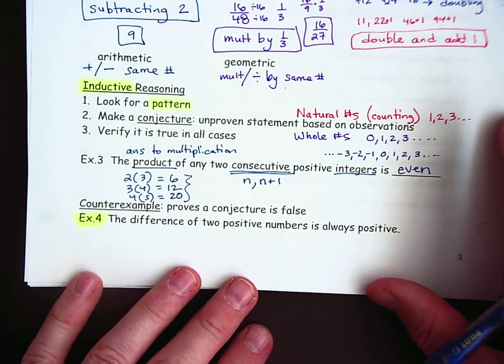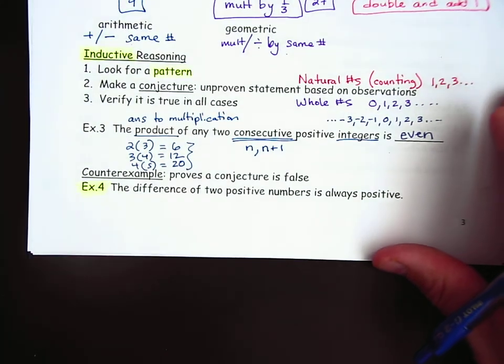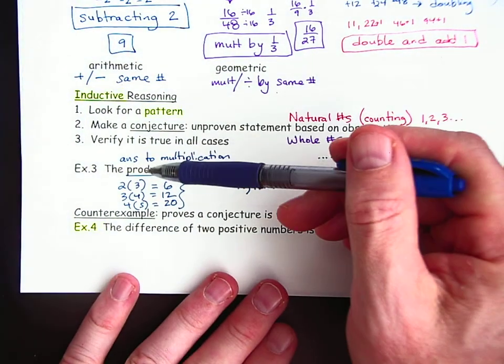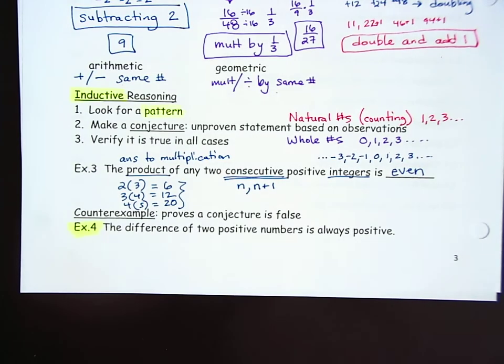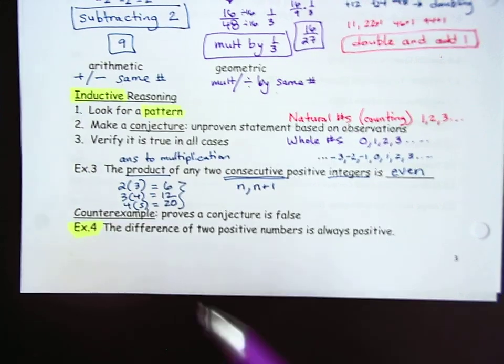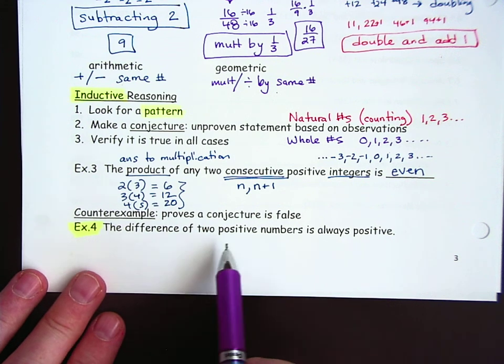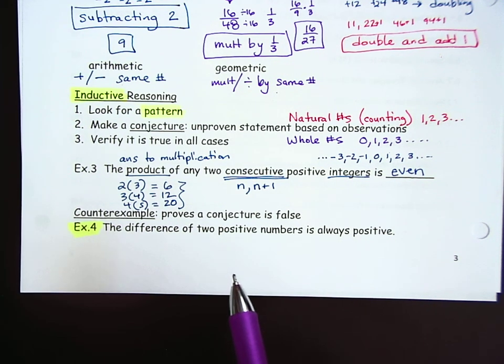Okay, a counterexample. A counterexample proves that a conjecture is false. It just takes one counterexample to prove something's false. You could have a bunch of examples of something. That doesn't prove something's true. It gives you an idea that it might be true, but it doesn't prove that it's true. But if you can show one thing so that something doesn't work, then you have a counterexample and you've proved that it doesn't work. Okay, so the difference of two positive numbers is always positive.